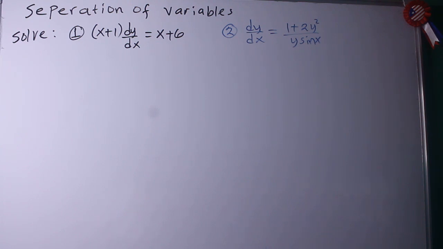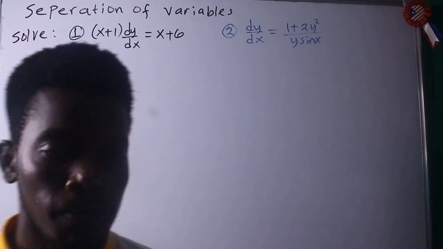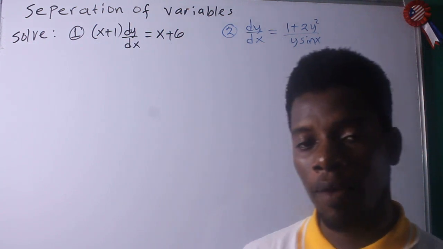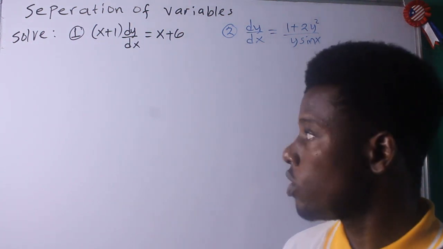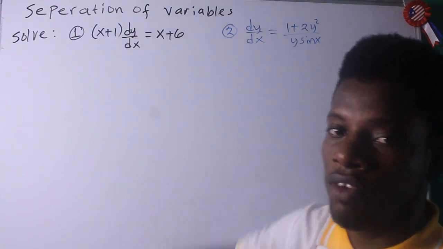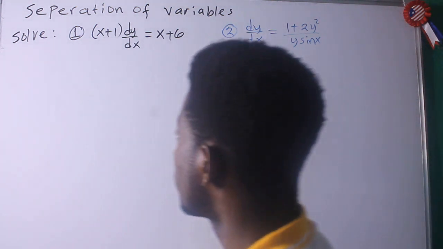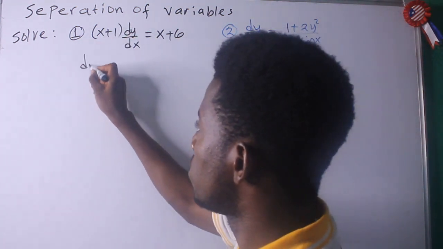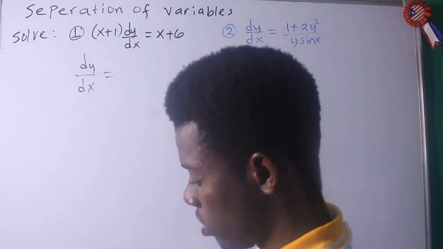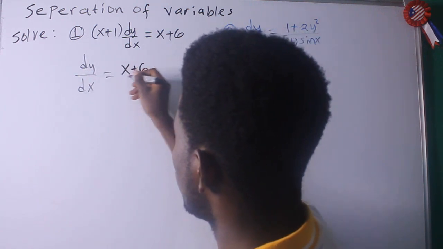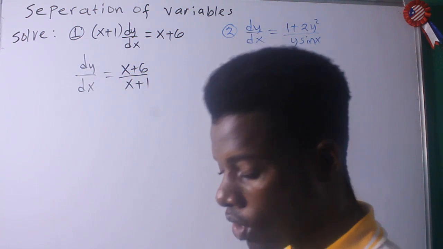We are told to solve the differential equation (x + 1) multiplied by dy/dx is equal to x + 6. So to solve this differential equation, we want to make sure that all of the terms that have x are on one side of the equation. Since we have x + 1 multiplied by the derivative here, we are going to divide both sides by x + 1. So we have dy/dx is equal to (x + 6) all divided by (x + 1). That's what you're going to have.